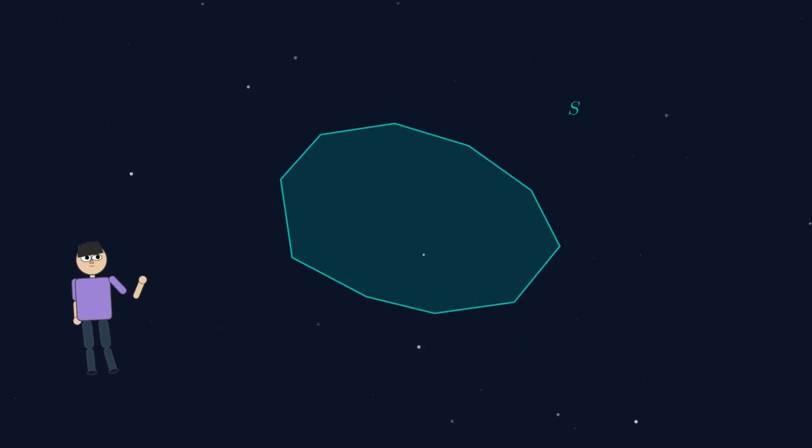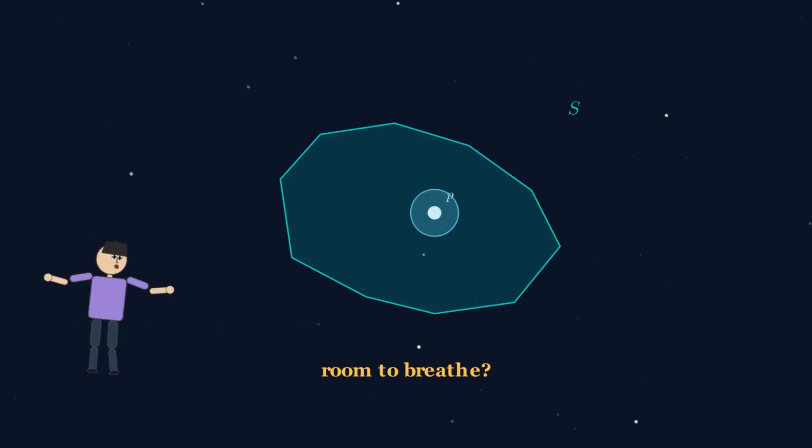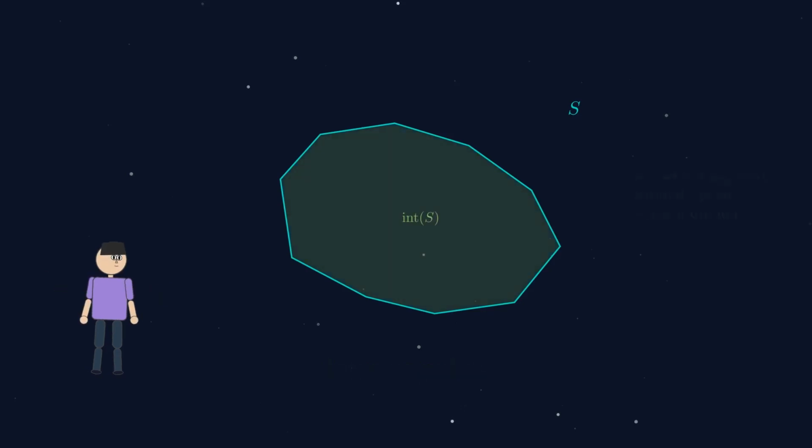Now drop a point down somewhere inside a set and ask one simple question. Does this point have room to breathe? If you can draw a tiny ball around it, however small, that stays completely inside the set, then yes, it has breathing room. We call such a point an interior point. Collect all the interior points of a set together, and you get the interior of the set. And any set roomy enough to hold a little ball around a point is called a neighborhood of that point.